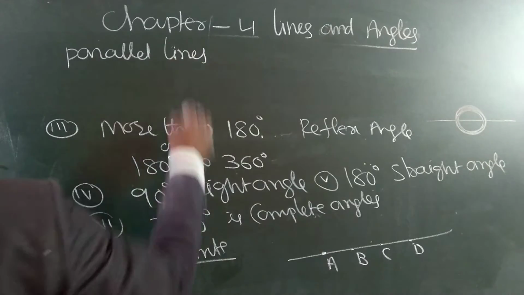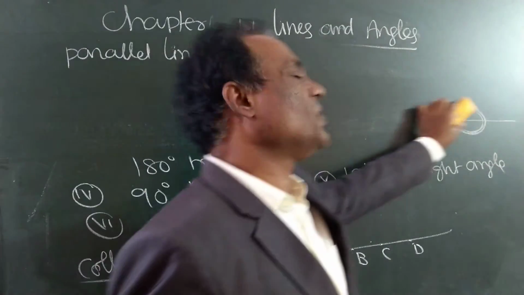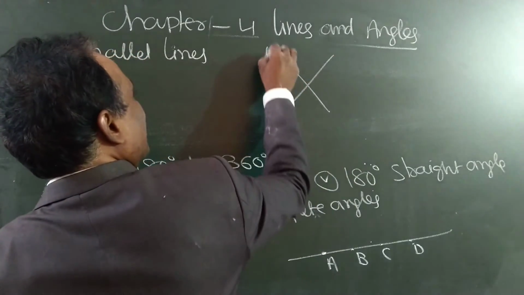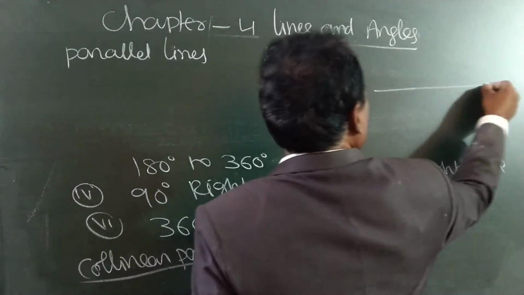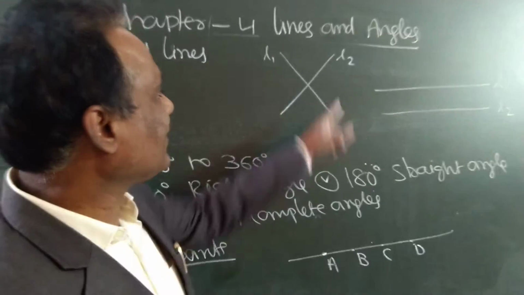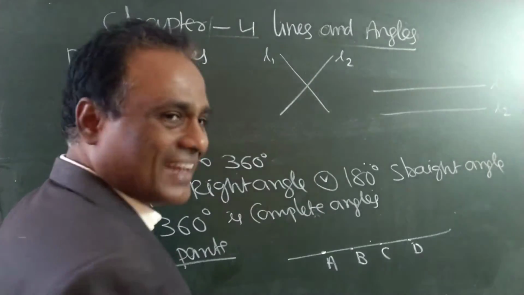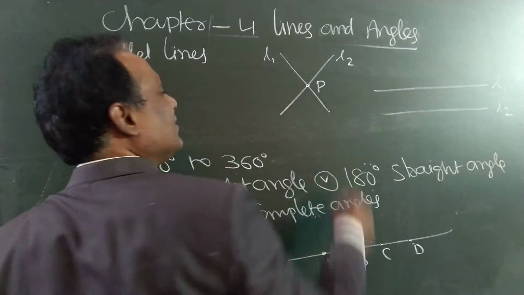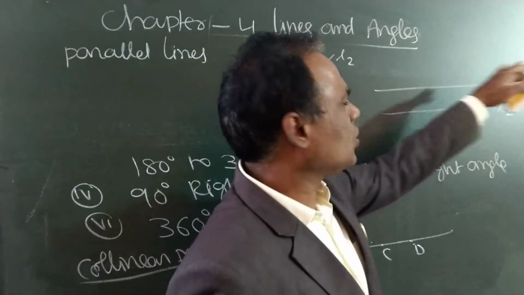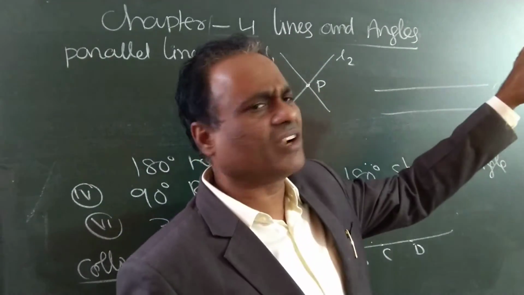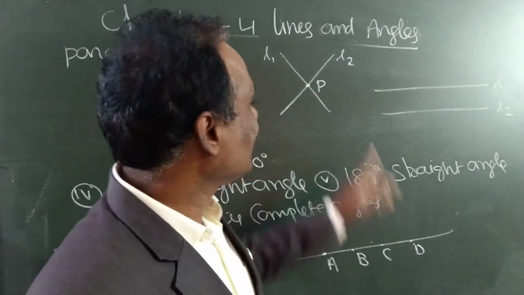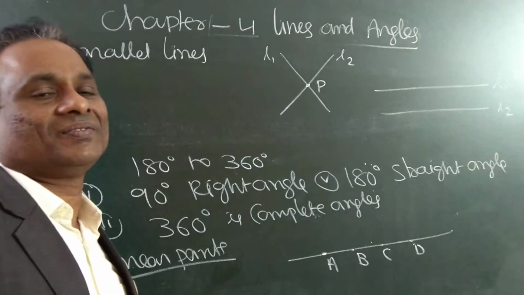Next, parallel lines. You know what parallel lines are. See here, students. This is the first line, this is the second line. What do you call these lines? They are intersecting lines. They are intersecting at a point. These two are not intersecting. If they are not intersecting, if you continue, they will continue like that. They don't meet. They don't have any common point. They are called parallel lines. These are the intersecting lines.